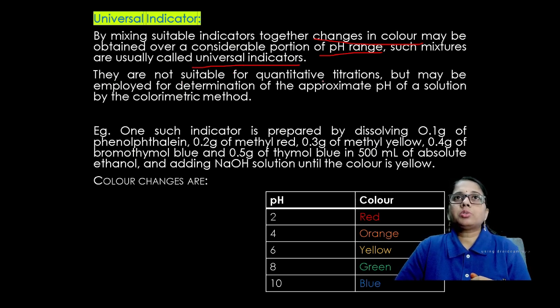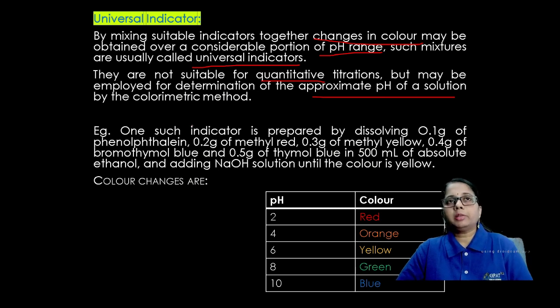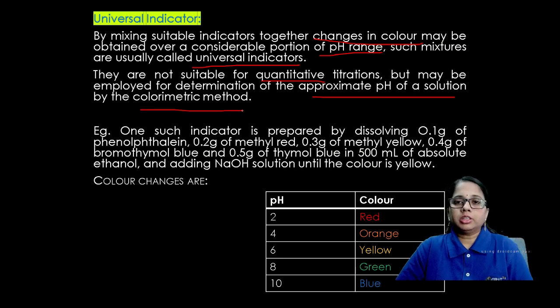So they are not suitable for the quantitative titrations, but may be employed for the determination of the approximate pH of a solution by the colorimetric method. That means the colorimetry method is based on the color, which we use in instrumental methods of analysis. So in those cases we are going to use this universal indicator.